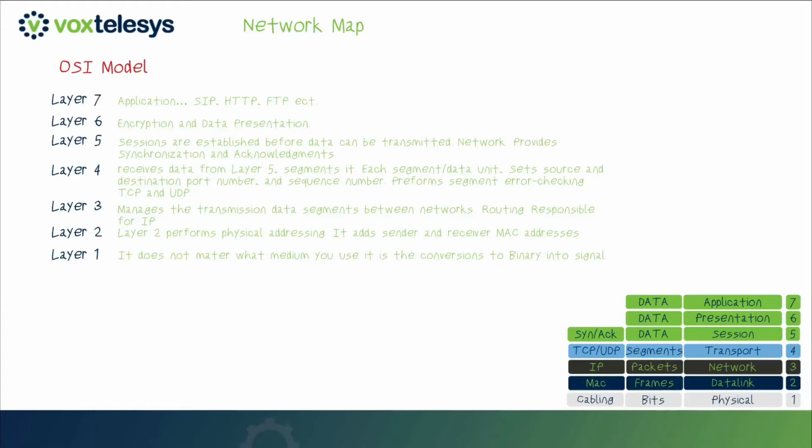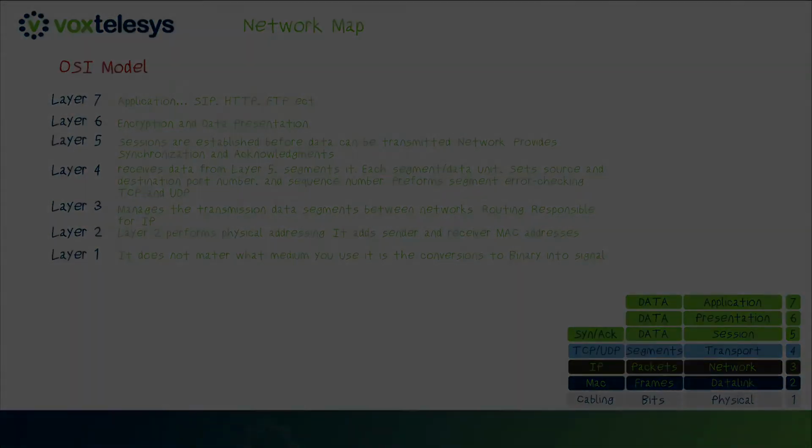So in the world and how we deal with data, you start at layer 7, then you go to layer 6, and then you go to layer 5. It goes to 4, 3, 2, 1, and then 1 transfers to 1, and then 1, 2, 3, 4, 5, 6, 7. And that's how data moves from one computer to the next.